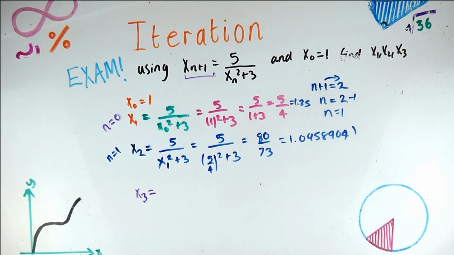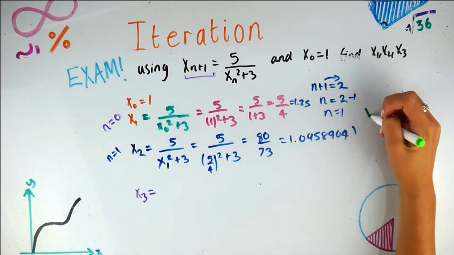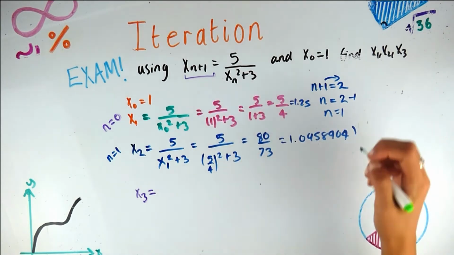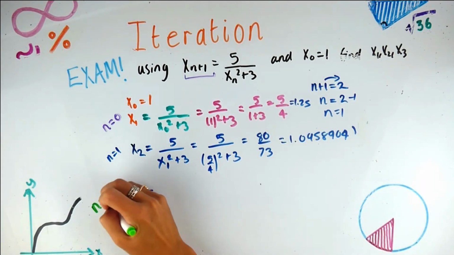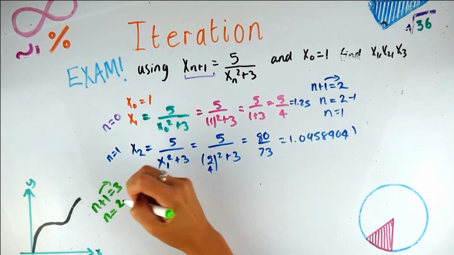So what we're looking for when we're trying to find x3 is we want this little x_{n+1} to be, so we want that little subscript to be 3, so we want n plus 1 to equal 3. So we're going to have n as, take the 1 over, n is equal to 2.